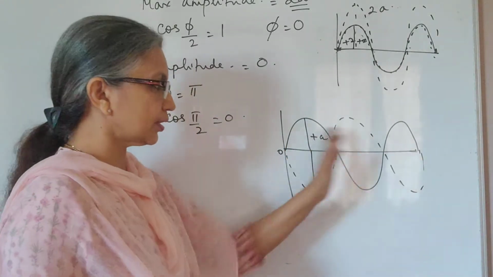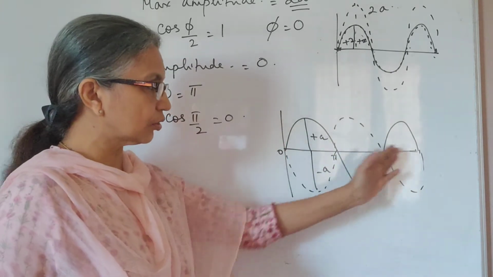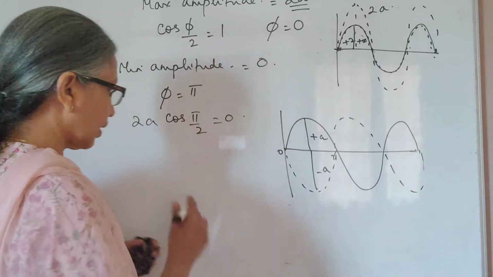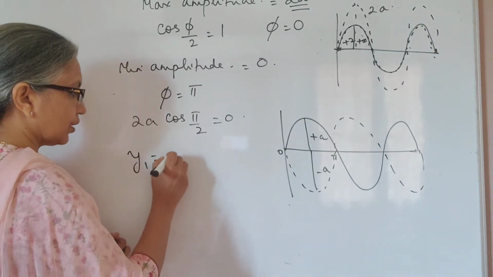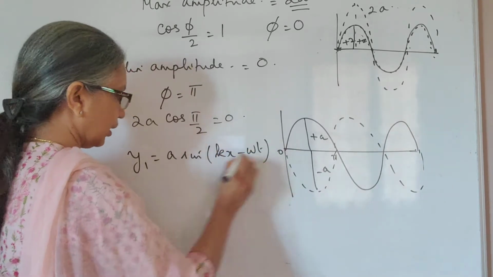So we have, or let's say imagine this is a string. So we have two progressive waves traveling along the string in the positive x-axis. The initial, remember our first wave was y1 is equal to a sine of kx minus omega t.